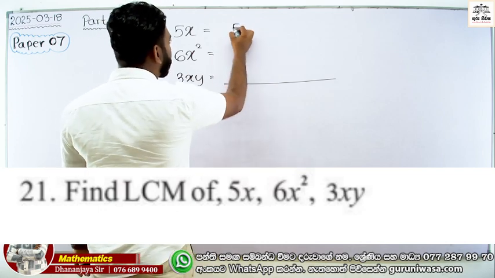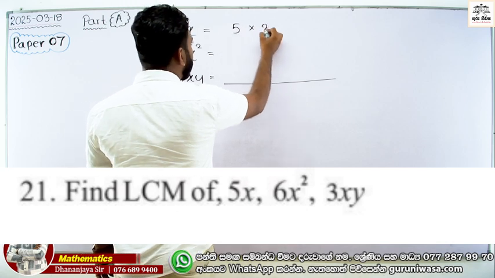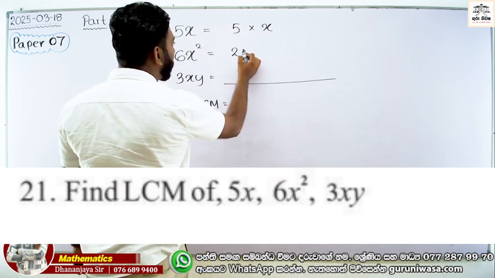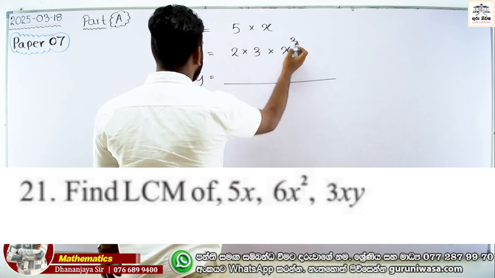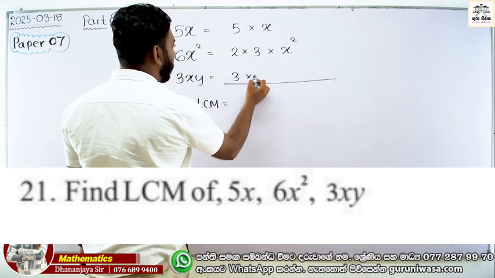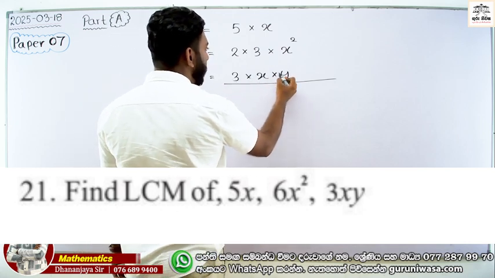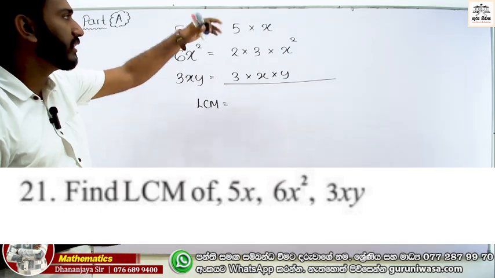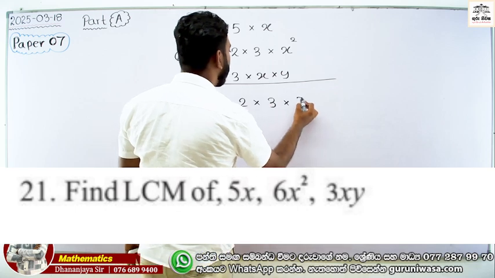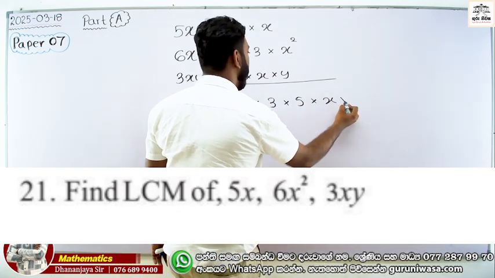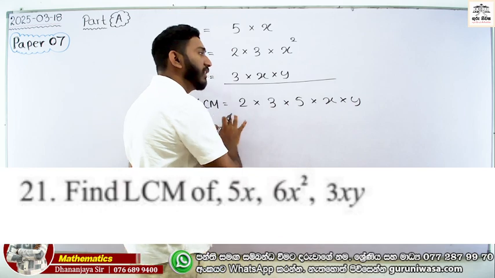This one is 5 multiplied by x. This one is 2 multiplied by 3 multiplied by x to the power of 2. And this one is 3 multiplied by x multiplied by y. Now there are how many different terms? There are 2, 3, 5, x, and y. There are 5 different types.